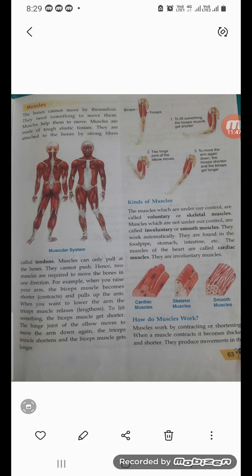We don't tell the food pipe to take the food down, it takes it automatically. We don't tell the stomach to do the grinding or churning, it does everything. We don't tell the intestine to do all its work, it is done automatically. So they are called involuntary muscles or smooth muscles. The muscles of the heart are called cardiac muscles. The muscles in the heart we call cardiac muscles. They are involuntary muscles.